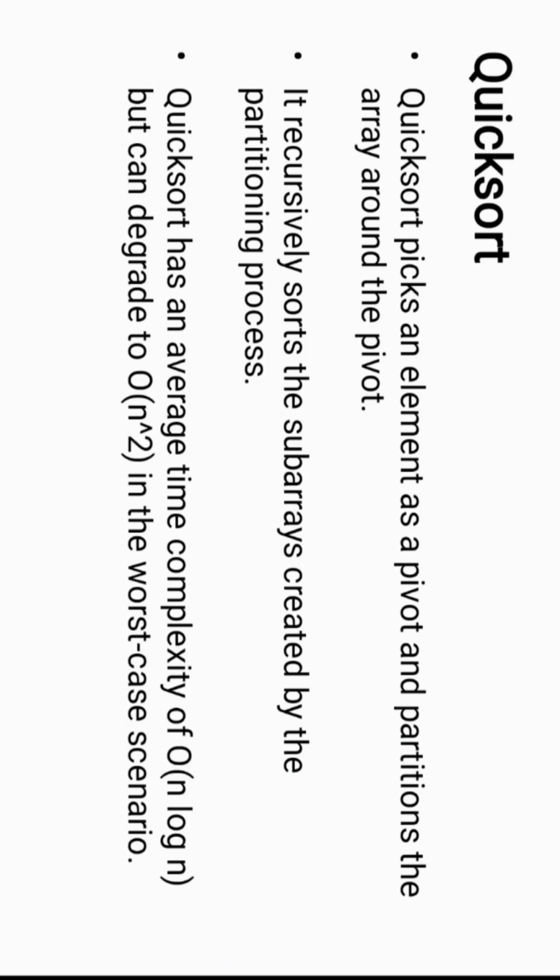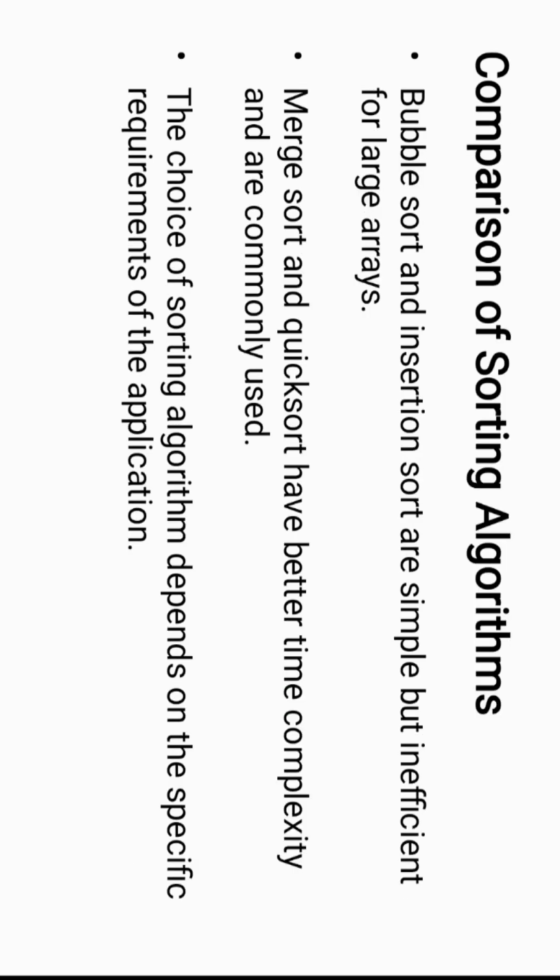And next, quick sort. Quick sort picks an element as a pivot and partitions the array around the pivot. It recursively sorts the subarrays created by the partitioning process. Quick sort has an average time complexity of O(n log n) but can degrade to O(n²) in the worst case scenario. And next, comparison of sorting algorithms.